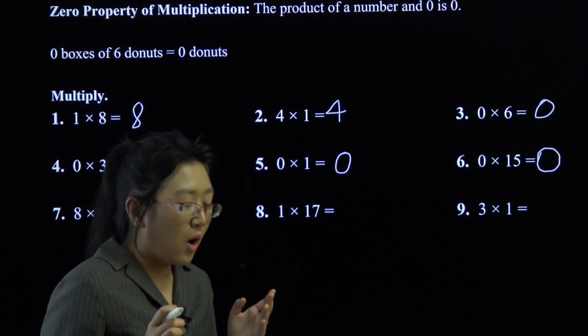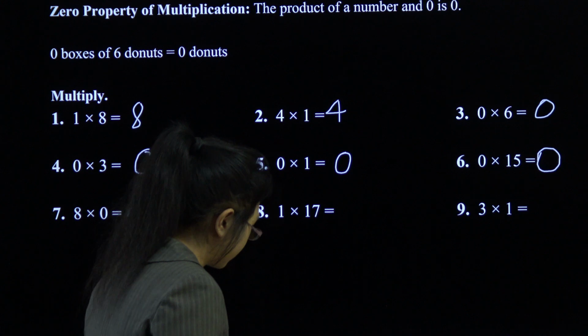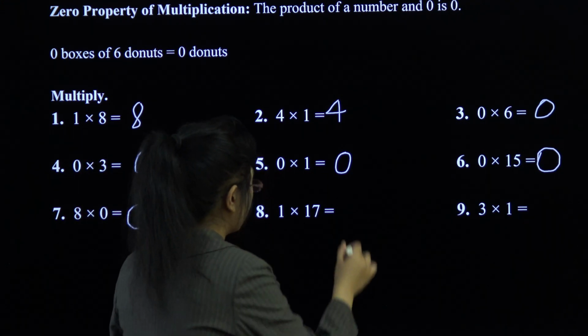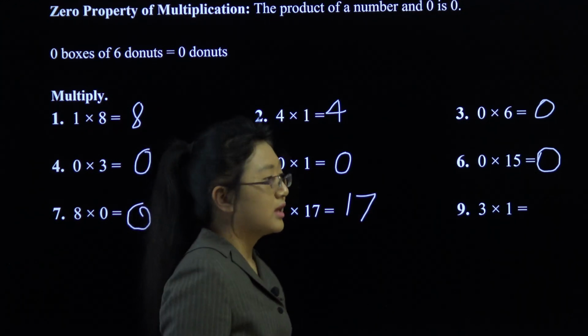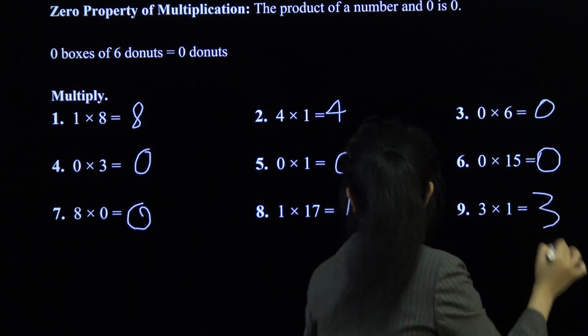If you have one box with 17 carrot sticks, you're going to have 17 carrot sticks. 1 times 17 equals to 17. 3 times 1 equals to 3.